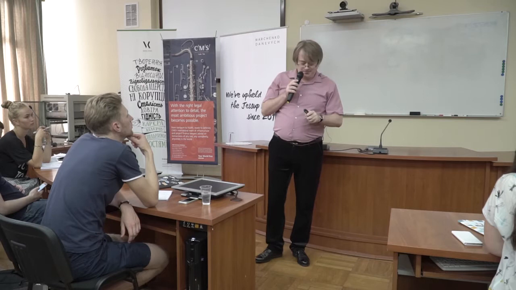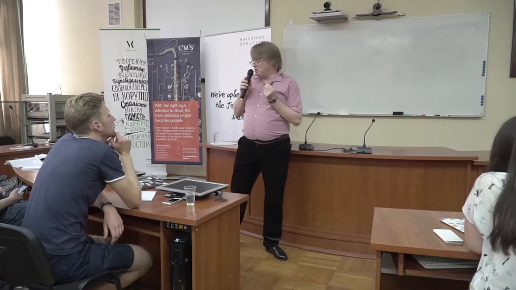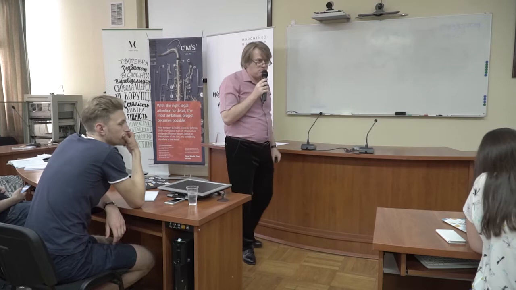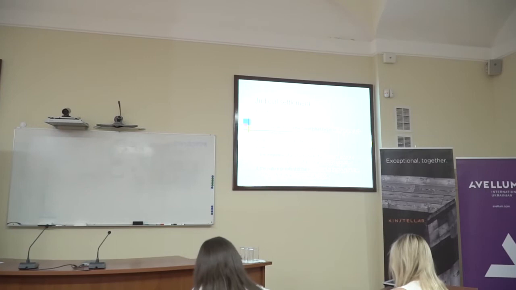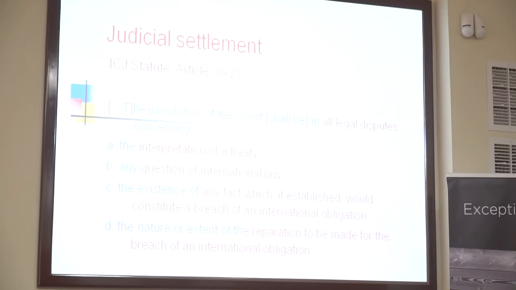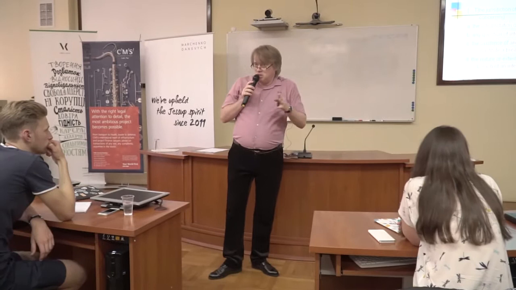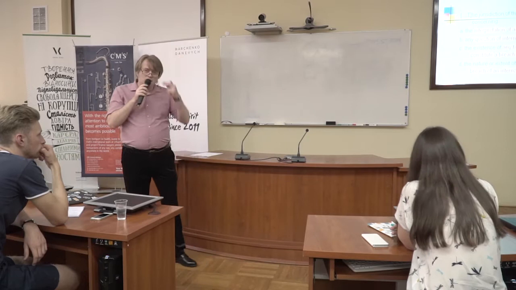First, are the issues which are within the competence of the International Court of Justice. Article 36, paragraph 2 of the ICJ statute lists four types of issues which are within the competence of the ICJ. The International Court of Justice may be called upon to interpret a treaty which applies to a dispute between the parties. Secondly, it is empowered to deal with any question of international law.